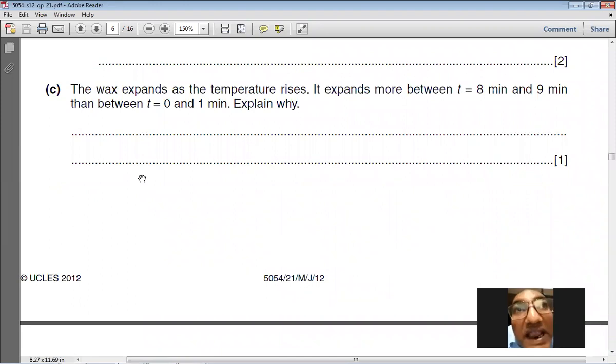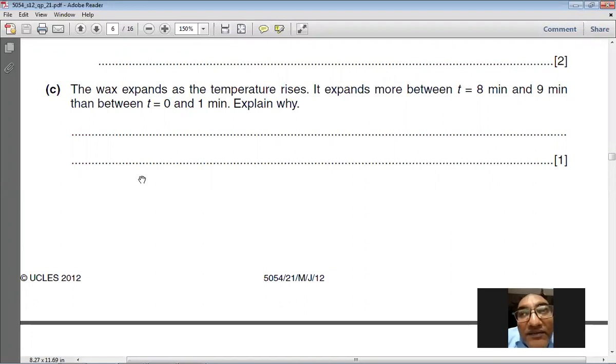The wax expands as the temperature rises. It expands more between T8 minute and 9 minute than between T equals 0 and 1 minute. Explain why. First thing you should understand is at time 8 minute till 9 minute, the wax is in the liquid form. And between time 0 and 1 minute, the wax is in the solid form.